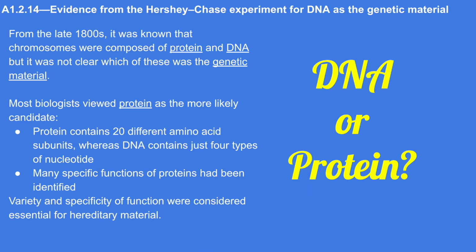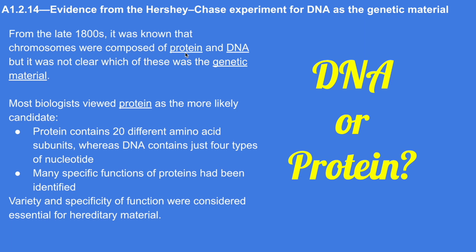So first up, back to this question. Is DNA or protein the genetic material? From the late 1800s, it was known that chromosomes were composed of protein and DNA, but it wasn't clear which of these was the genetic material. Like we just learned, DNA is wrapped around proteins. And so since DNA and proteins are both found together in chromosomes, it wasn't clear which one is actually carrying the genetic material.